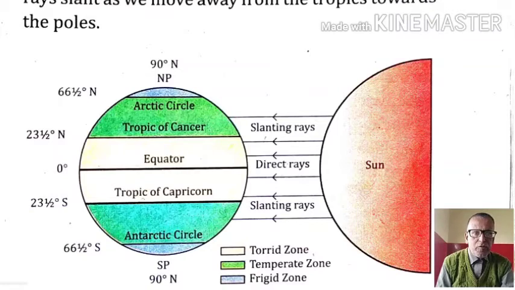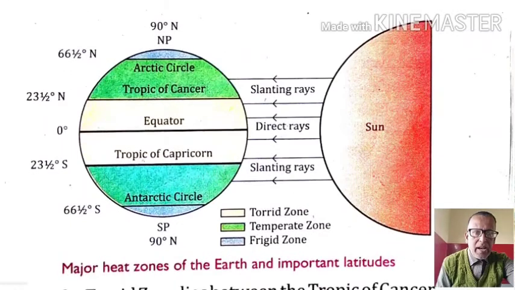Now we come to frigid zone that lies in 66.5 degree north up to 90 degree north, and again in the same fashion from 66.5 degree south to 90 degree, that is up to South Pole.